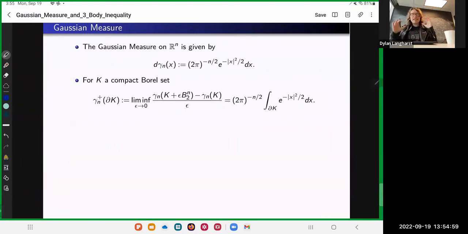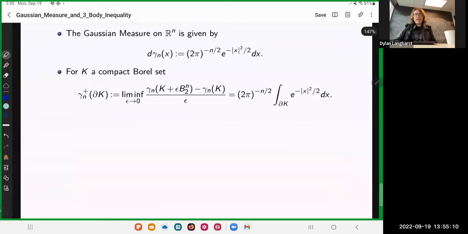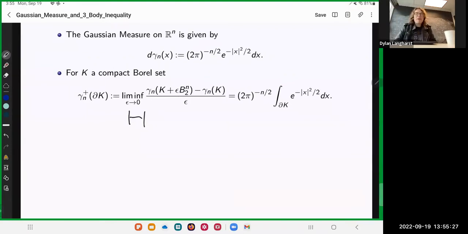So now here we finally get to introduce the hero of our story: the Gaussian measure, or the standard distribution on R^n, which is, I remind you, given as so. Now for a compact Borel set K, it's kind of like the mixed volume we saw before. We take the lim inf of essentially the derivative. You take K and perturb it by a ball, and take the difference quotient. We denote it by gamma_n plus of the boundary of K.